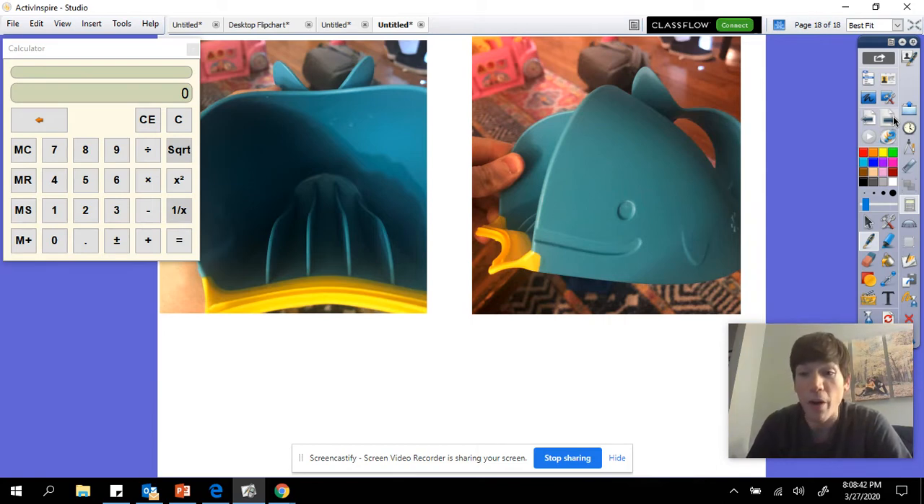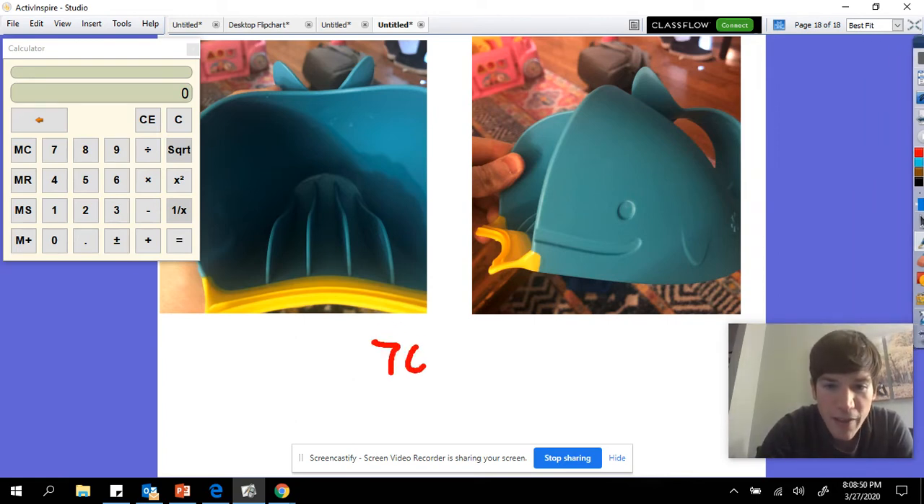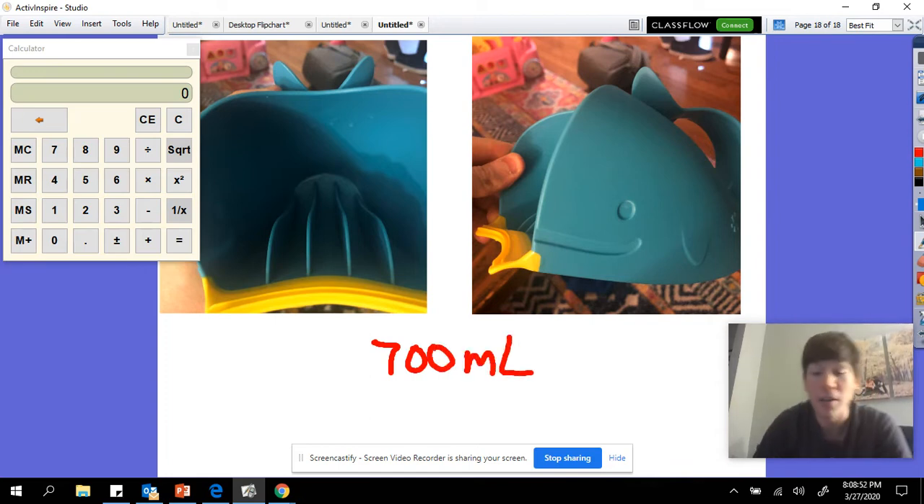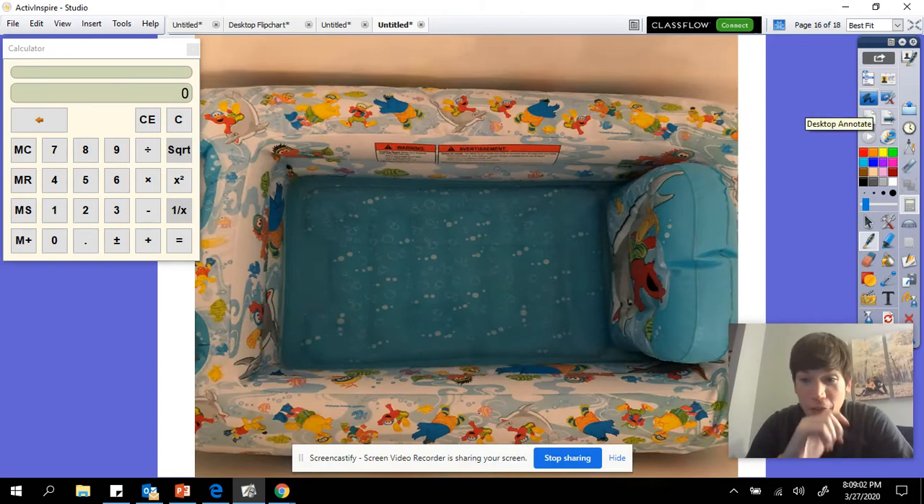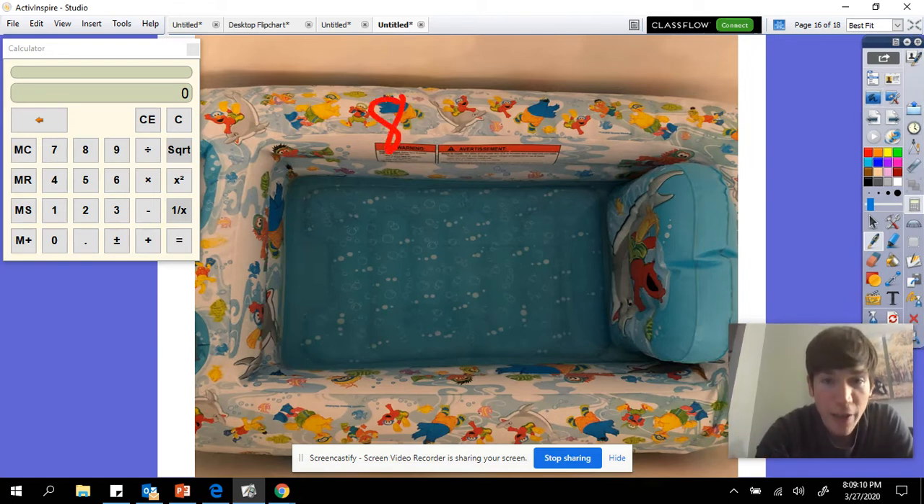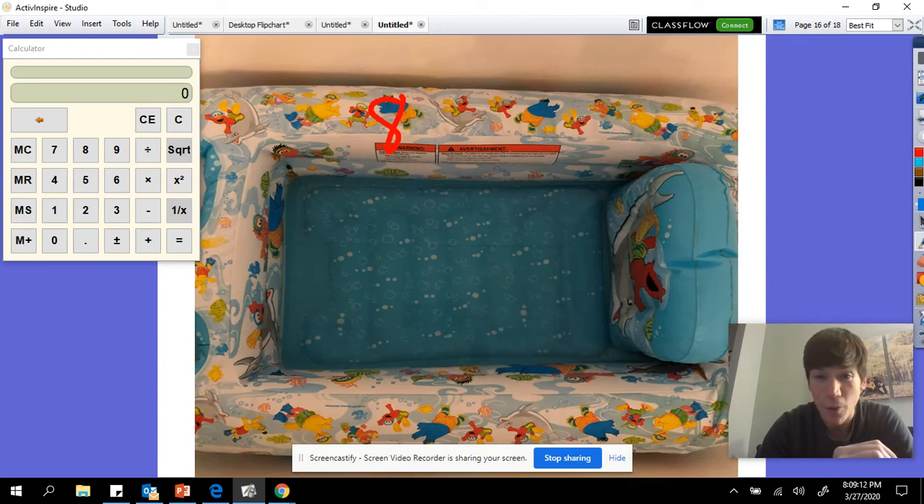When I filled it up with water, I then put it into a measuring cup and figured out that this container holds, and this isn't perfect, but this is pretty close, 700 milliliters of water just in one of these containers. As I went back and looked at the video, and hopefully you figured this out as well, I counted how many of those containers I put into this, and I figured out that I filled it up 8 times. So I had 8 of these scoops, and that's how much I put in there.